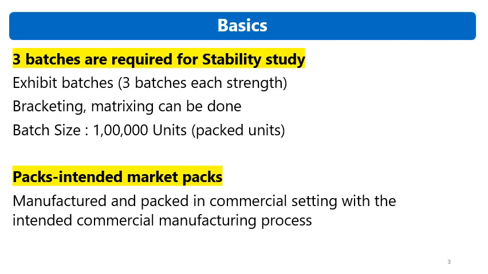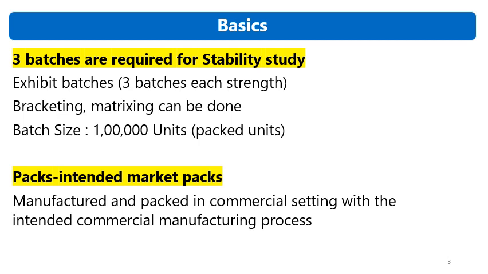The batch size is 1 lakh units. For some of the guidelines, 1 lakh units are given as the batch size of the exhibit batch. For some of the guidelines, 1 lakh packed units are mentioned. But generally, the exhibit batch size is taken around 1.4 or 1.5 lakh tablets or dosage units, so that after getting a yield of around 90% or 95%, you can get the 1 lakh units.